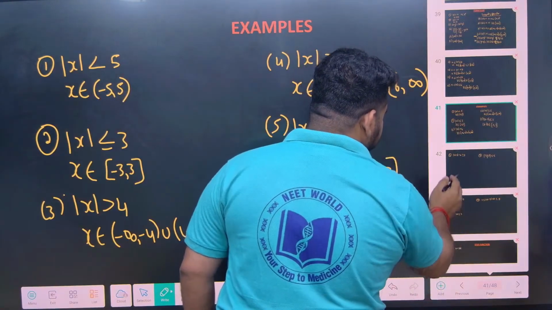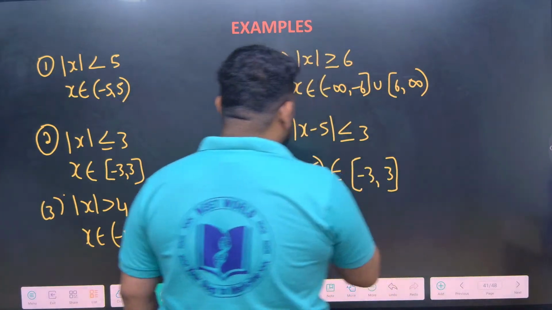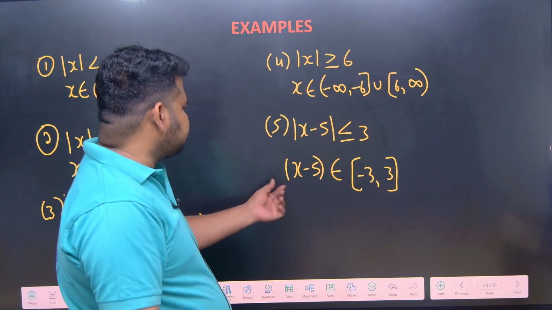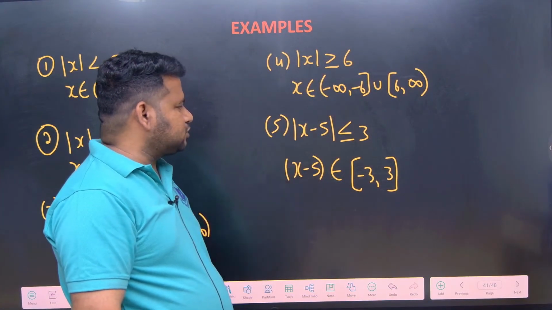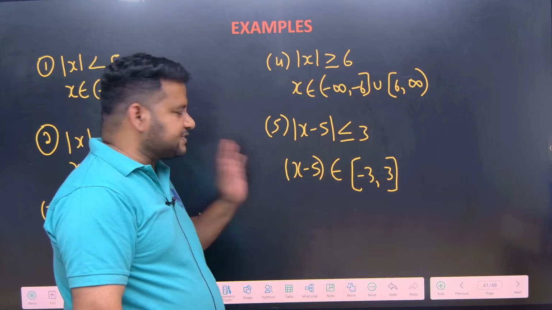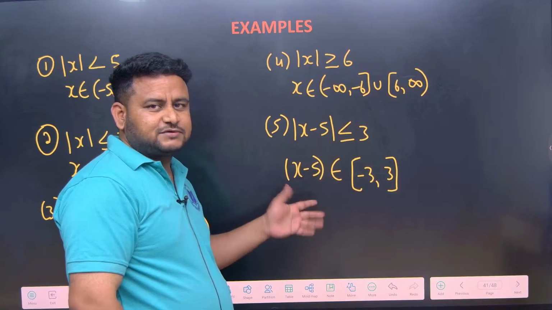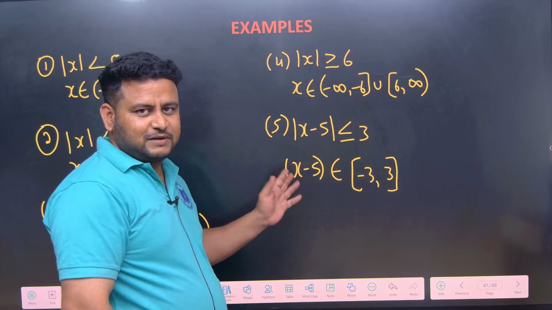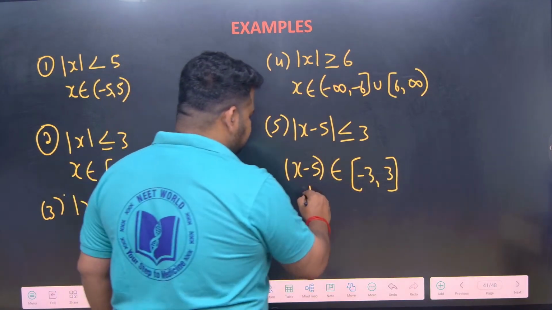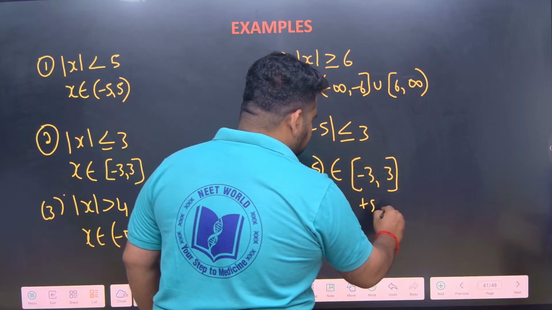Now, I got x minus 5, but I don't want x minus 5, I want x. That means I should eliminate this minus 5. To eliminate this minus 5, what will I do? I will add plus 5, since minus 5 plus 5 will become 0. So I will add plus 5 here also.